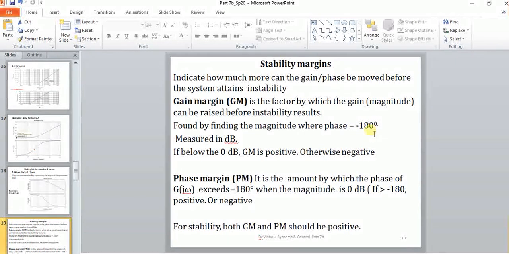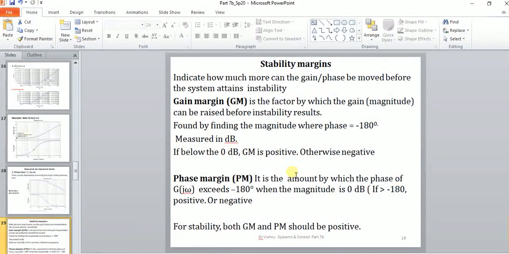We will explain what this means later. If the gain is below 0 dB, then the gain margin is positive, and it is negative otherwise.